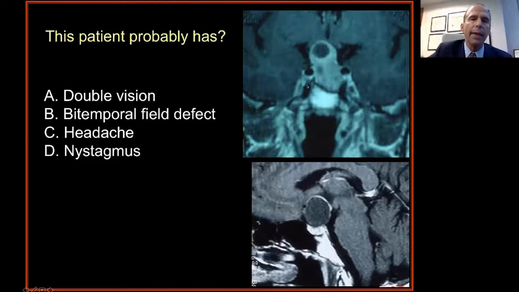Here it is enlarged. This is the internal carotid artery. But you can see tumor in the cavernous sinuses. Interestingly, even when there's tumor in the cavernous sinuses in the setting of craniopharyngioma or pituitary tumor, you don't usually get double vision.